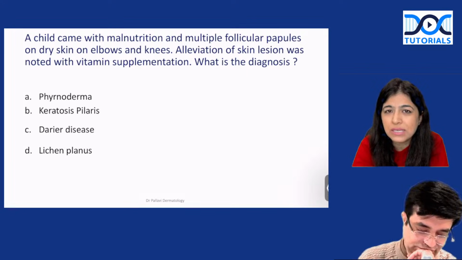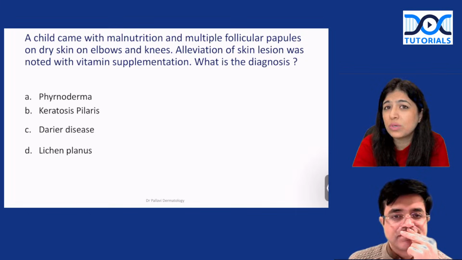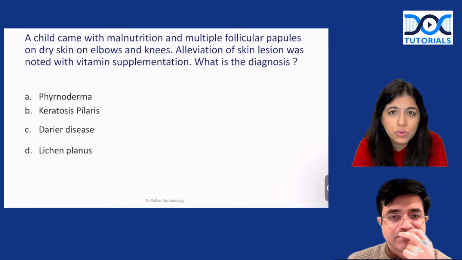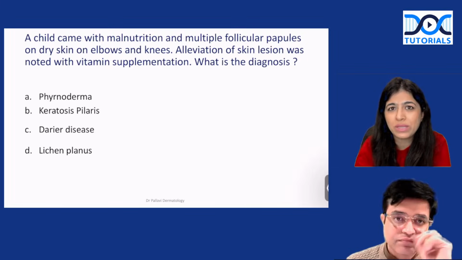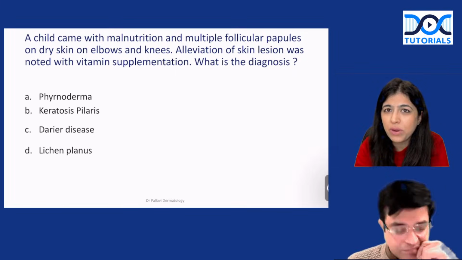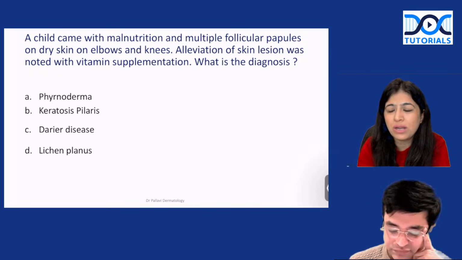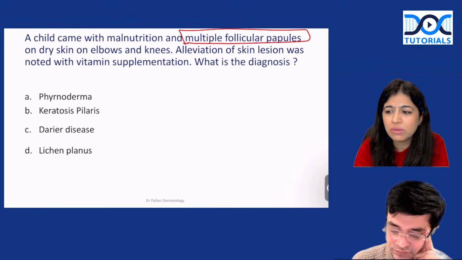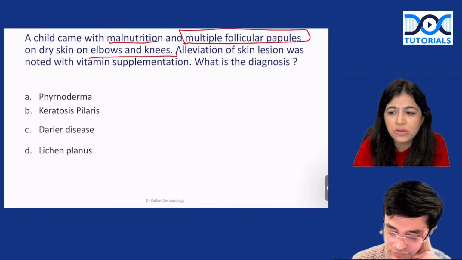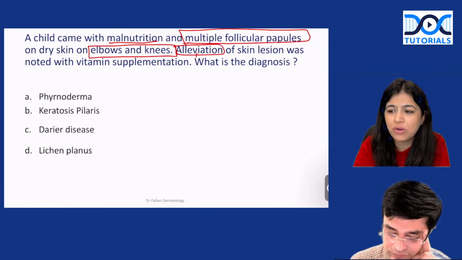They give you a clinical scenario, they describe the diseases in terms of skin, they would describe the skin lesions as well. So I would say, yes, you do see the images, but whatever you're reading in the text along with that, try to identify the points of the text in the images and vice versa, so that you know what you are dealing with. When you read this question, there is a child with malnutrition with multiple follicular papules on dry skin on elbows and knees. You have to go back in your mind, think about Phrynoderma.